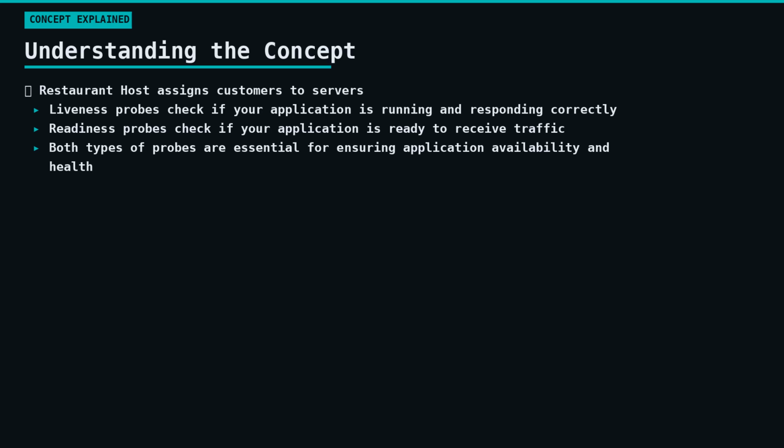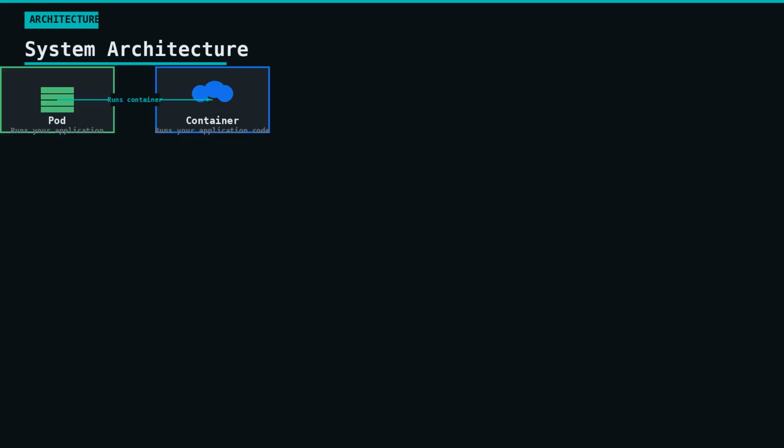Both types of probes are crucial for ensuring your application is always available and healthy. Liveness probes help prevent your application from crashing or becoming unresponsive, while Readiness probes help prevent your application from receiving traffic when it's not ready. By using both types of probes, you can ensure that your application is always available and providing the best possible experience for your users. For example, if your application is a web server, a Liveness probe might check if the server is responding to requests, while a Readiness probe might check if the server has finished initializing and is ready to handle requests.